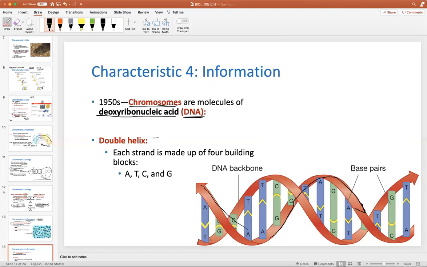So we have two backbones that are twisted up against one another, right? And if we use this analogy of a spiral staircase, the stairs or the rungs here are made up of 4 building block molecules. And you guys have probably remembered this. You have A, T, C, and G. And that's adenine, thymine, cytosine, and guanine, okay? And remember, this is what makes up a chromosome.